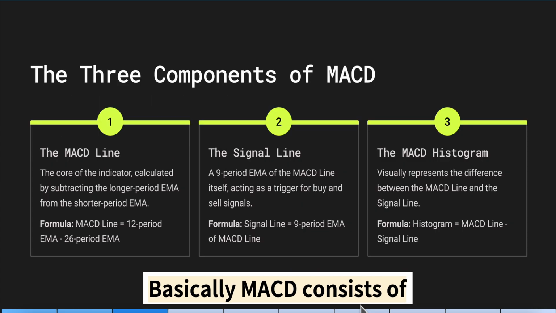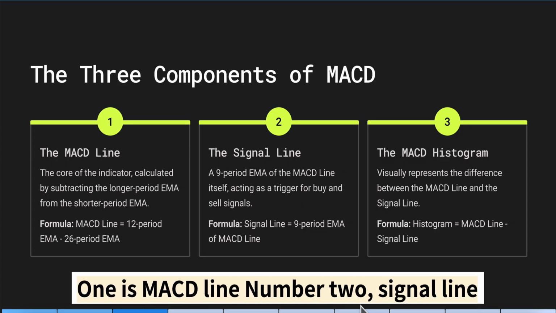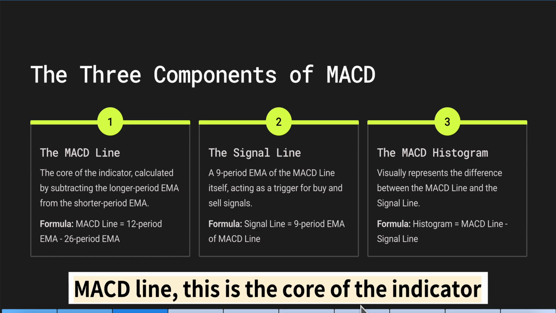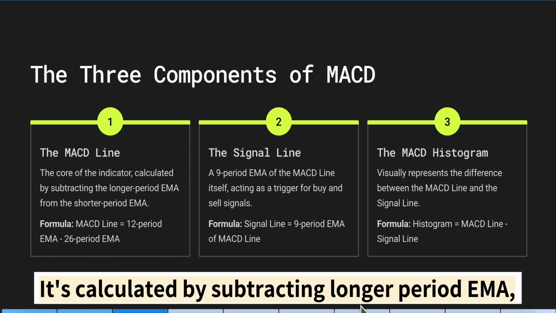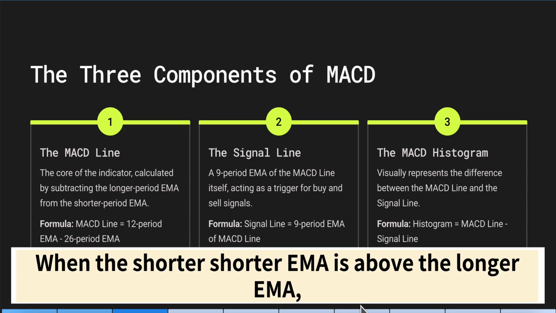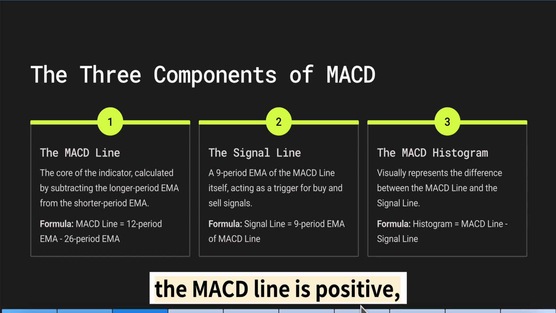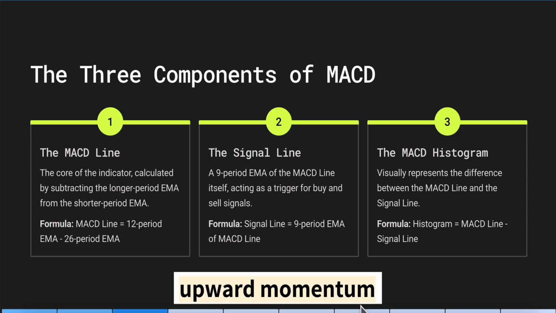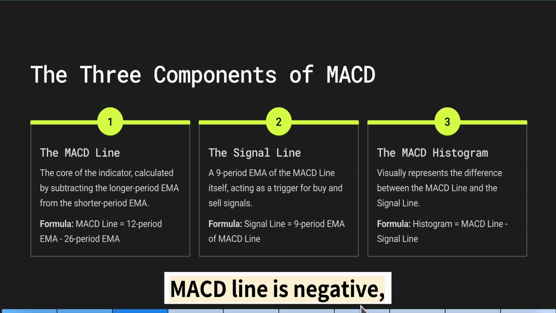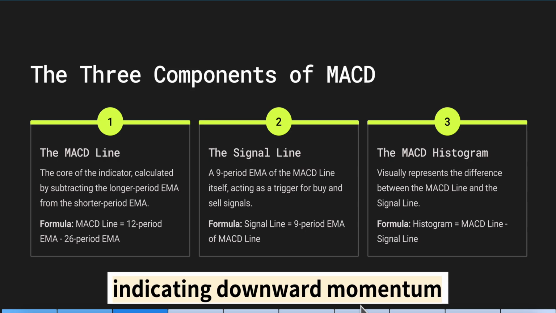Basically, MACD consists of three main components. One is the MACD line, number two, the signal line, number three, the MACD histogram. The MACD line is the core of the indicator. It's calculated by subtracting the longer period EMA, exponential MA, from the shorter period EMA. When the shorter EMA is above the longer EMA, the MACD line is positive, indicating upward momentum. When the shorter EMA is below the longer EMA, the MACD line is negative, indicating downward momentum.